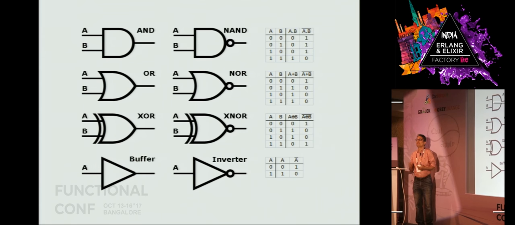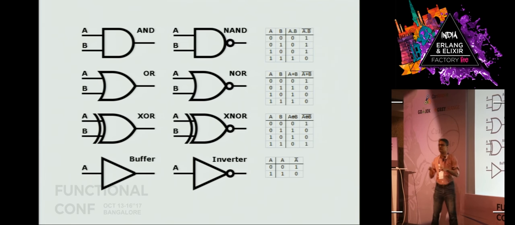So that's the digital level. Everything consists of a bunch of gates. You put them together in different combinations to get combinatorial circuits, and then you add more and more on top of those circuits until you get to the next level.